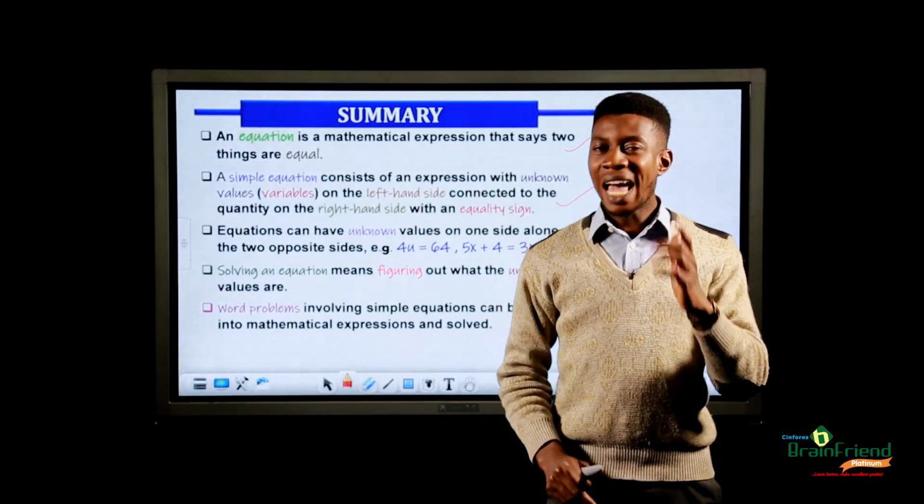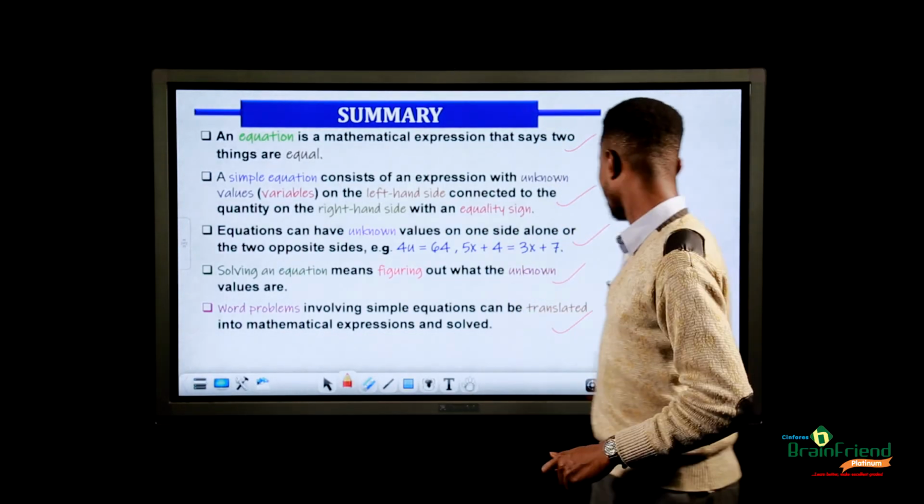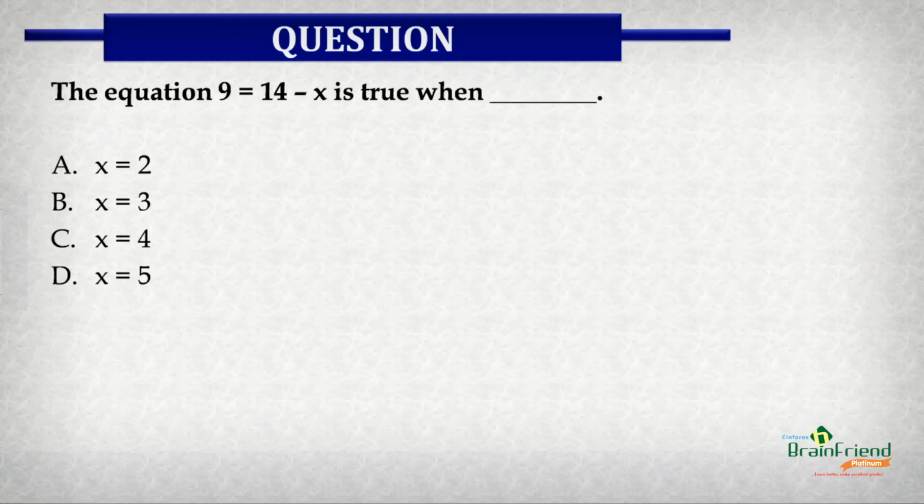Before you go, I have some test questions for you. Question 1. The equation 9 equal to 14 minus x is true when dash. A, x equal to 2. B, x equal to 3. C, x equal to 4. Or D, x equal to 5. The correct answer is option D, x equal to 5.